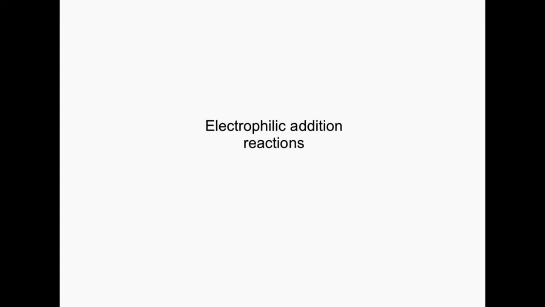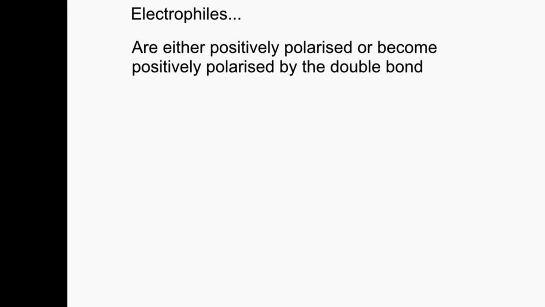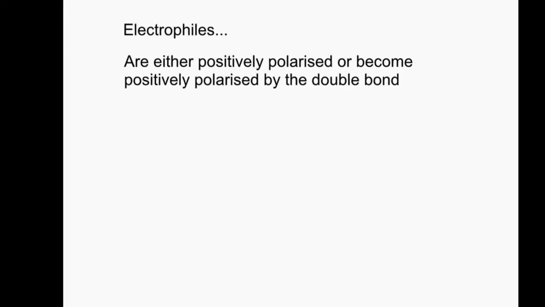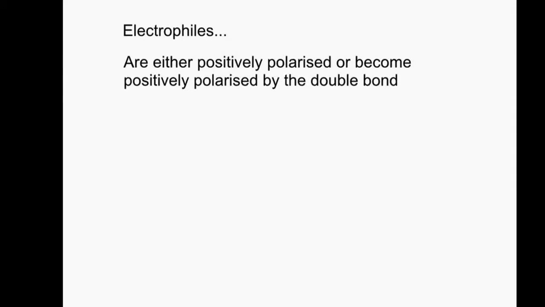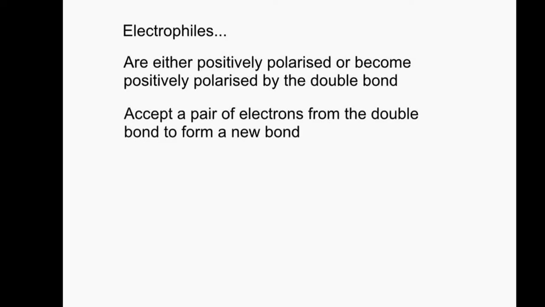This video is looking at a little bit of detail about electrophilic addition reactions. So first of all, how do we define an electrophile? Electrophiles are either positively polarised themselves or charged, positively charged in some cases, or they become positively polarised by the presence of that double bond. They accept a pair of electrons from the double bond in order to form a new bond.